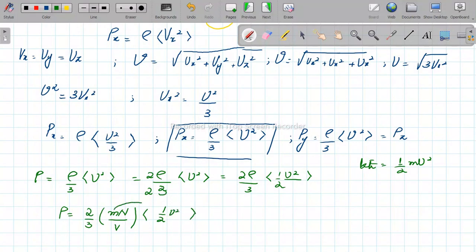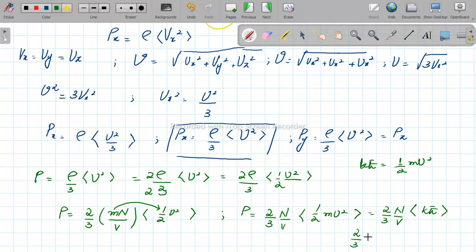Now all we have to do is move this mass here, because average value of mass and the mass of individual molecule are exactly the same because the molecules were identical. So this becomes 2 over 3 N over V and half m v square. And since we know that this half mv square is nothing but the kinetic energy, this equation becomes this. And you can also replace this capital N over V with N naught.